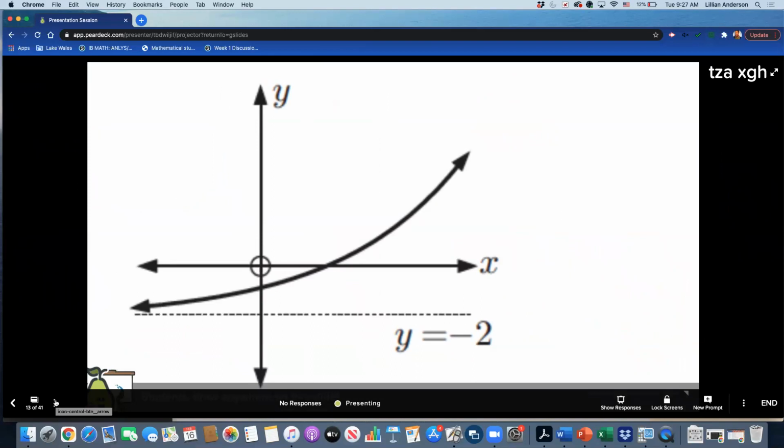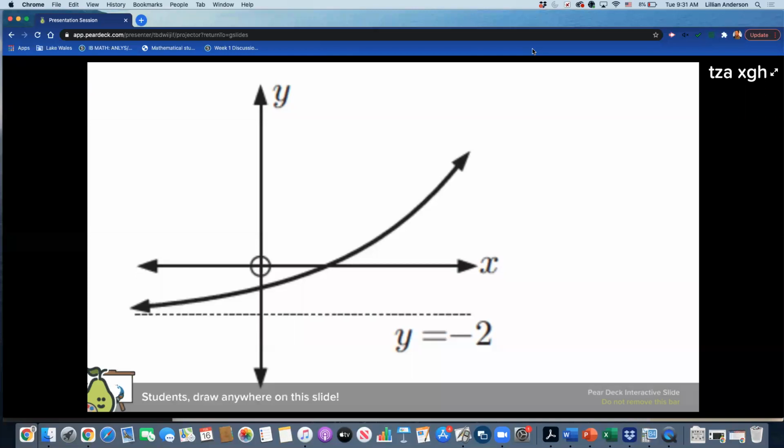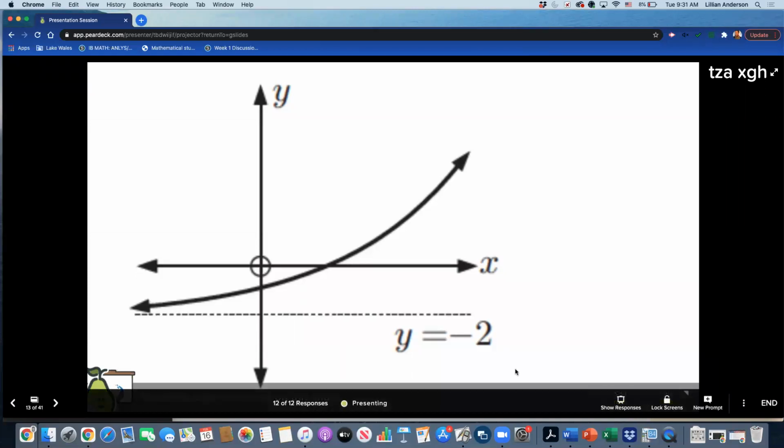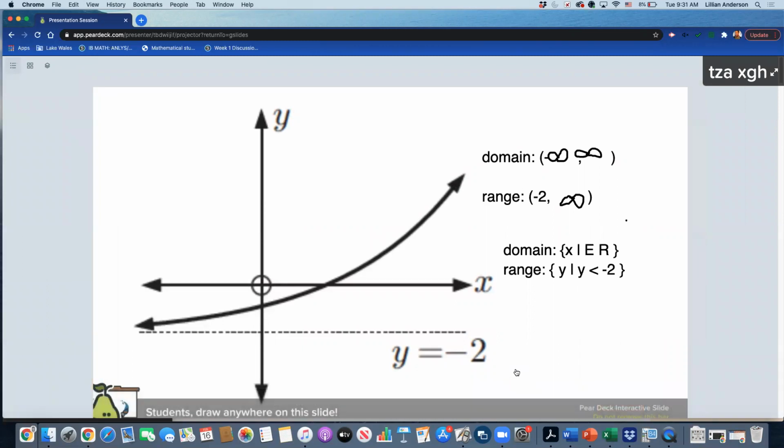Do this one, whichever notation you feel more comfortable with. If you want to test yourself, do one of each, okay? So you have the option: write the domain and range. All right, let's take a look here. We got both for this one, okay?